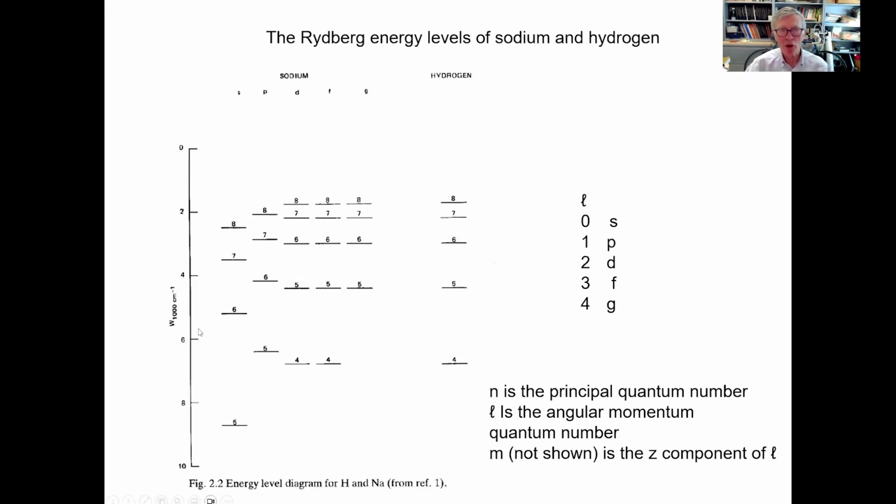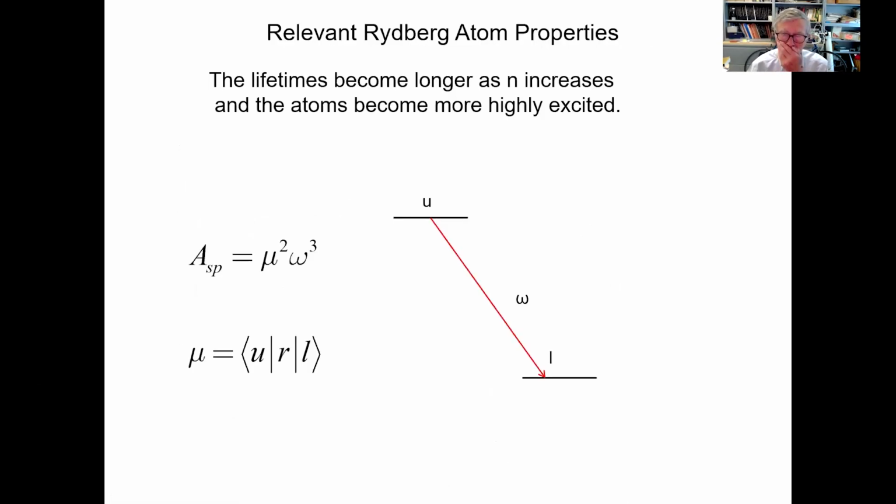Okay, so here I've defined the usual way we describe L. N is the principal quantum number, L is the angular momentum quantum number, and M, which is not shown here, is the Z component of L. I will generally consider states of M equal to 0. So let's go back to some of these properties of the Rydberg atoms.